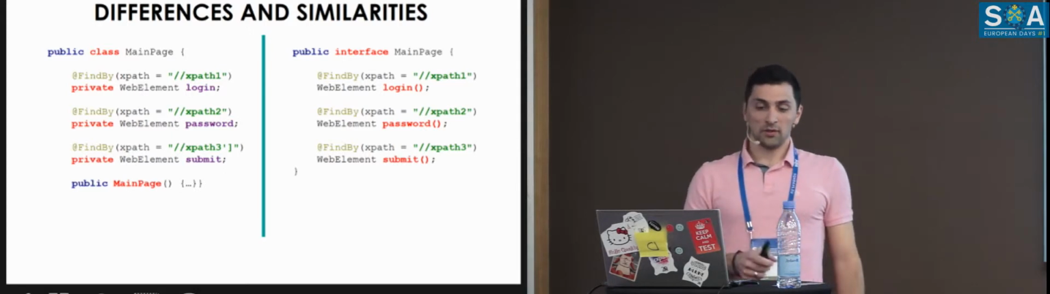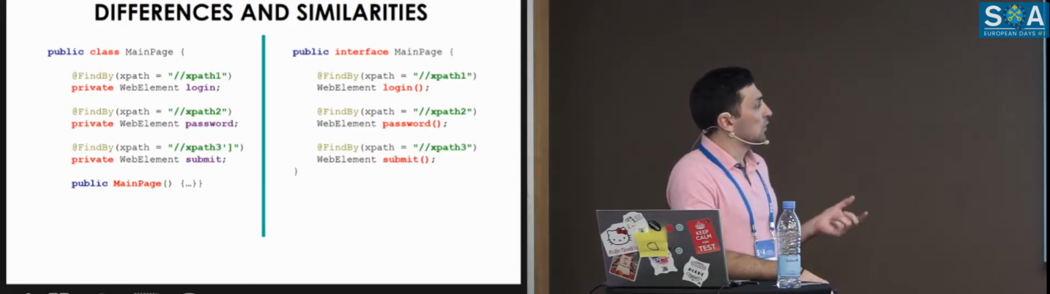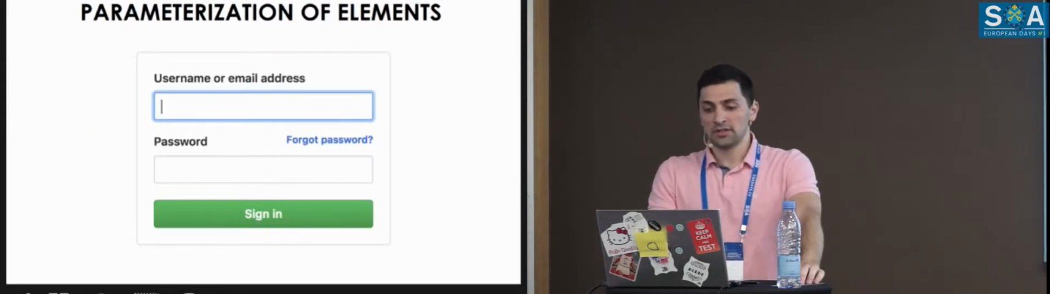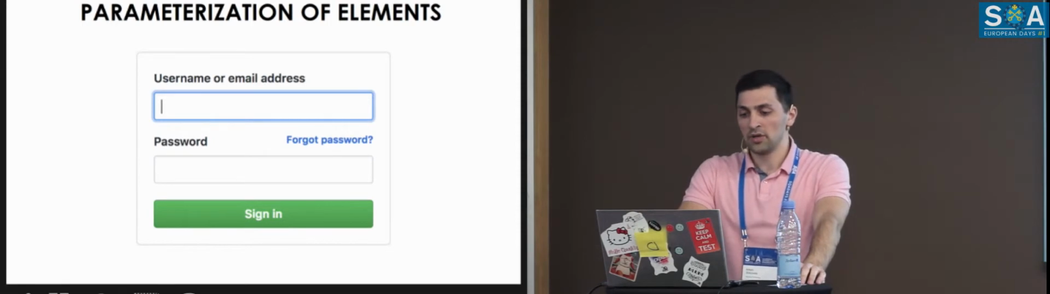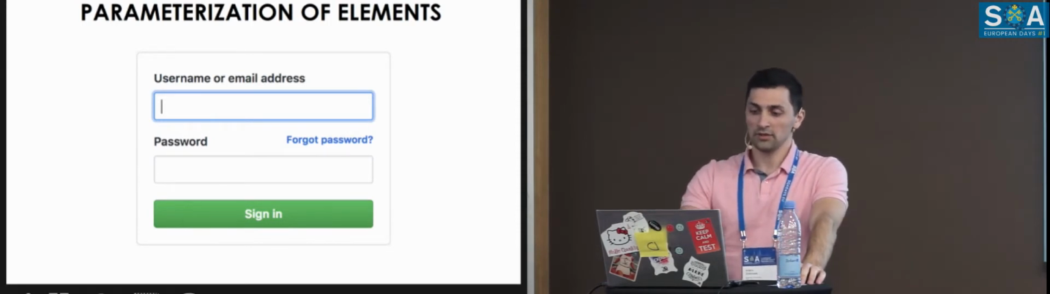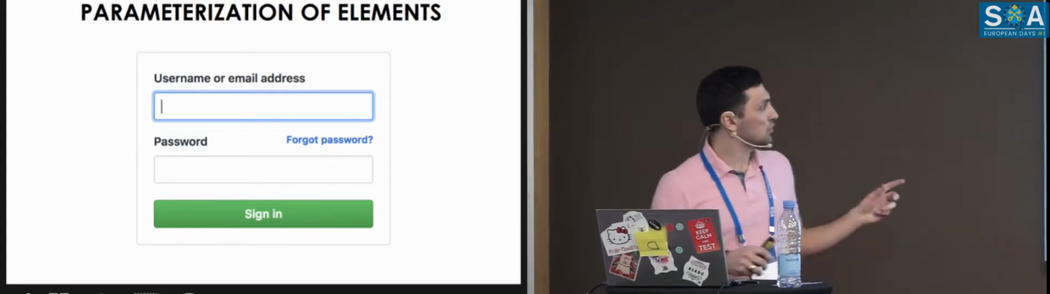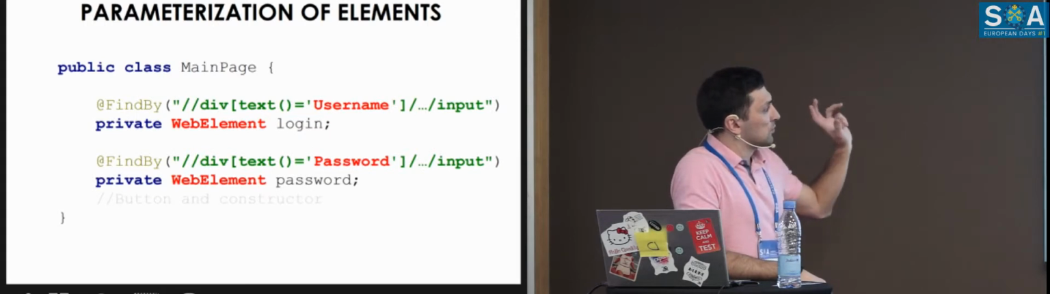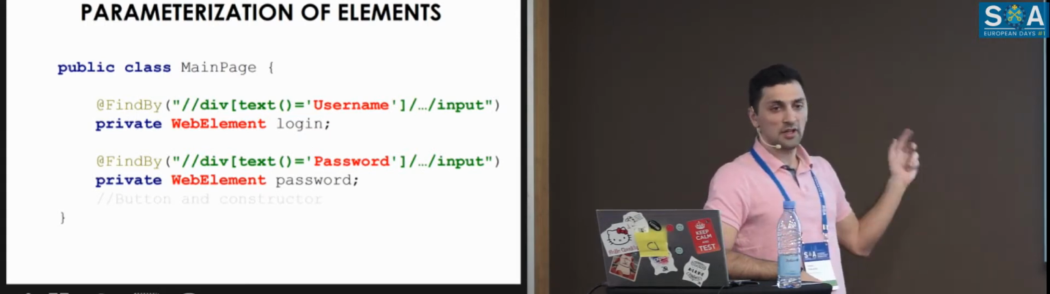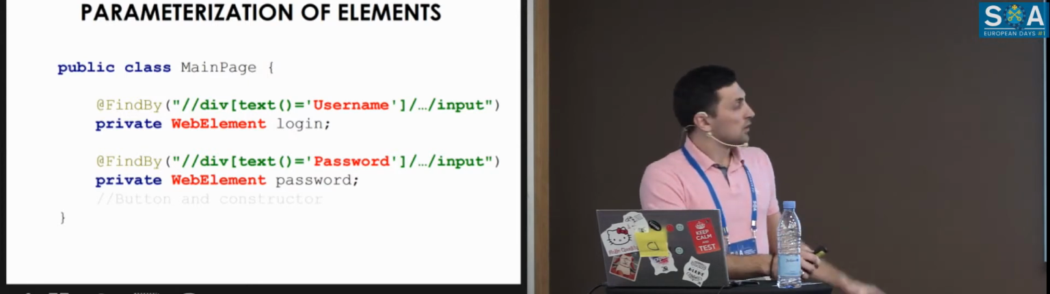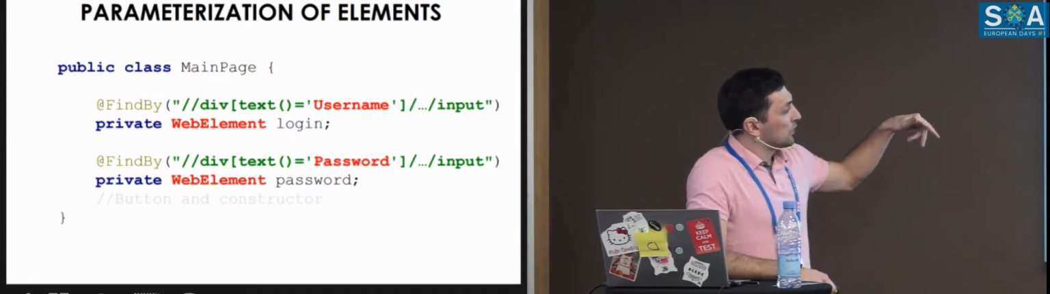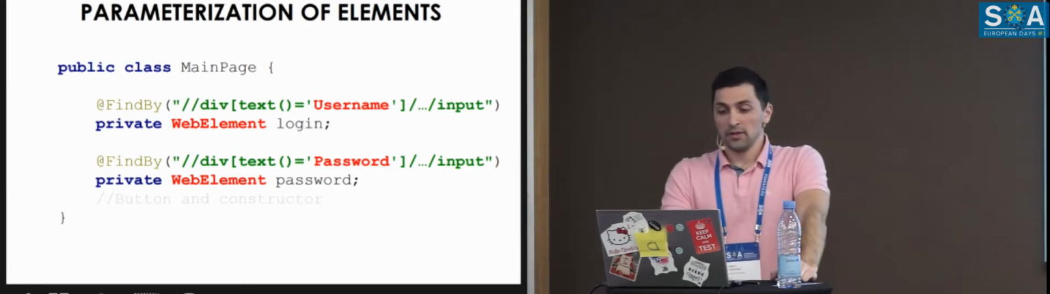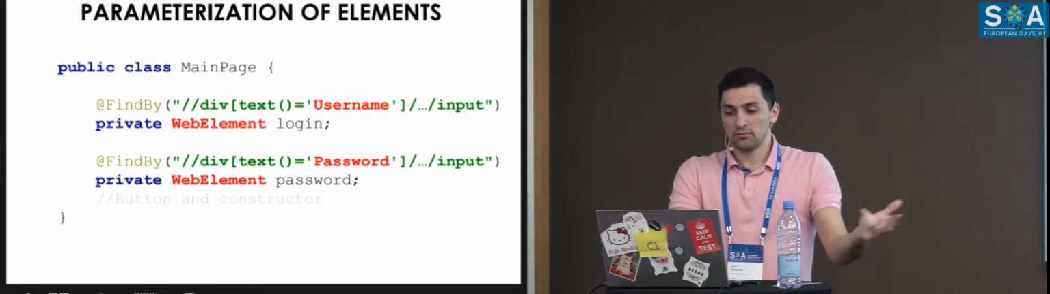Imagine that we have a form with 3 web elements. First it is text input for username, then text input for password, and 1 button sign up. And if you use the old way, you must describe each element. You must describe username, you must describe password, and also set constructor, getters.